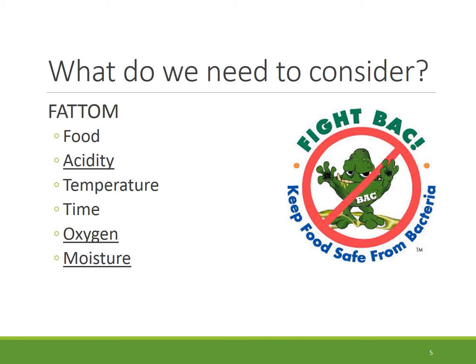That leaves acidity, oxygen, and moisture. These are going to be the key three things that we use to determine how to process a product, or that we can manipulate to make a product safer. The theme in this presentation is going to be focusing on how these three components of a food affect whether a food could be a botulism risk.